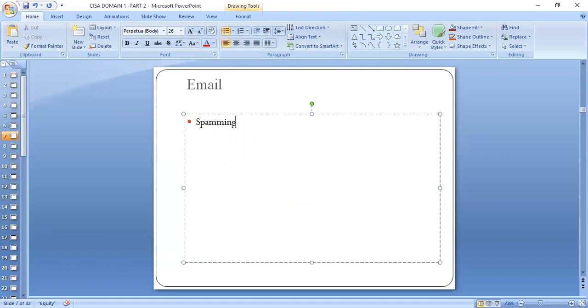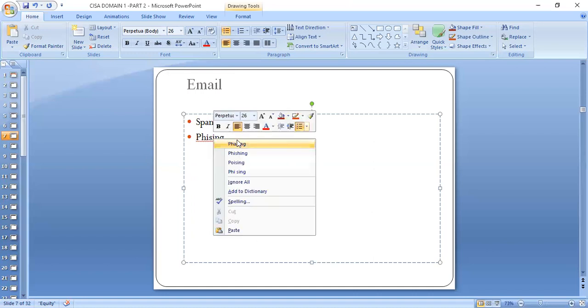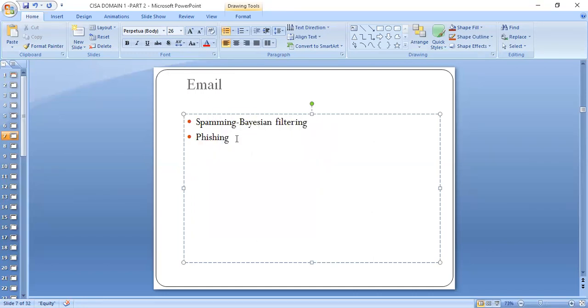There is something they call Bayesian filtering. It uses the laws of statistics to determine whether an email, a message, is likely to be spam or not. So based on the statistics and threshold, you can throw a particular mail to your spam folder. So you want to see technologies like that to address spamming. And of course, we are all worried about phishing. It's a big problem in many organizations.